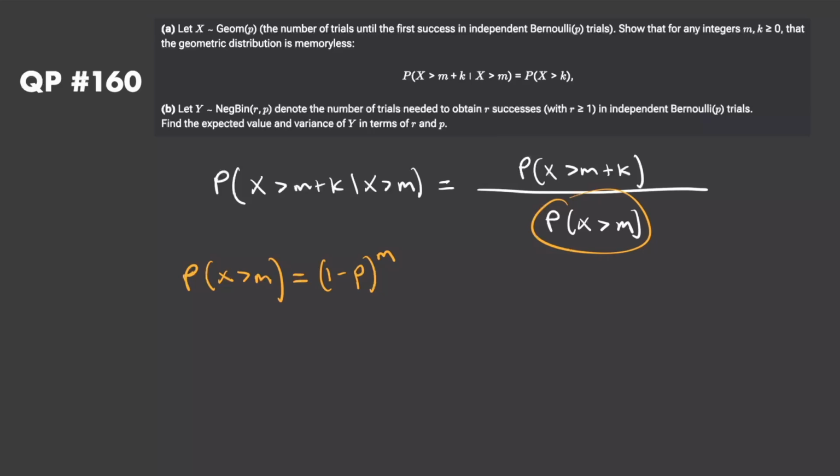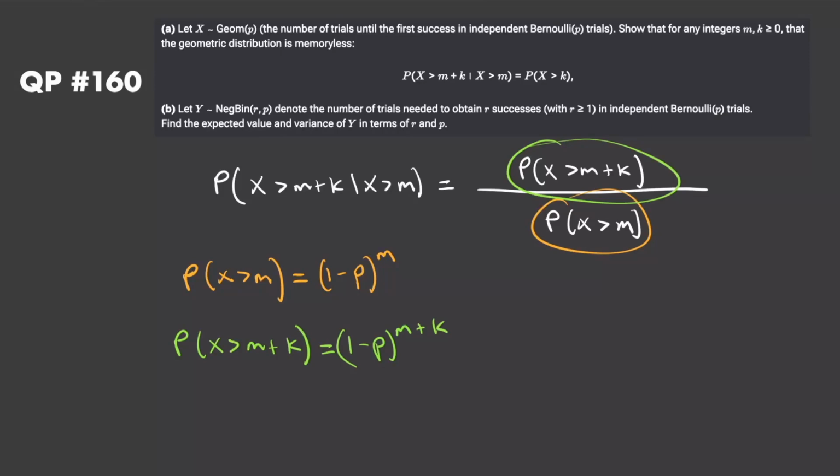Now let's look at the probability that x is greater than m plus k. Again, we can think about it in much the same way. That just means that for my first m plus k trials, I get all failures. That happens with probability 1 minus p raised to the power of m plus k.